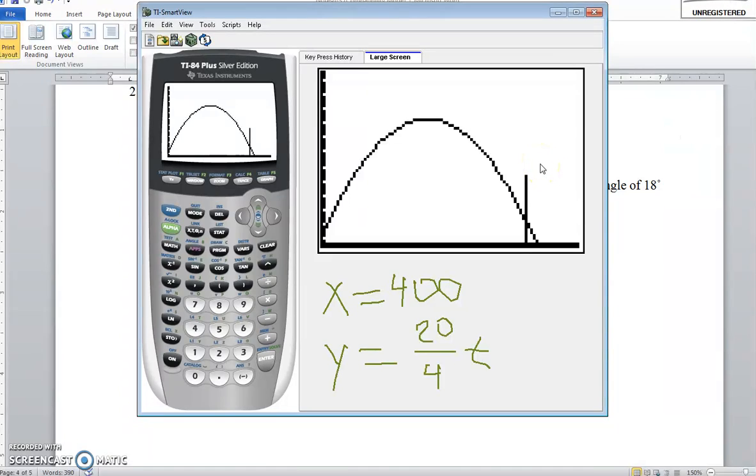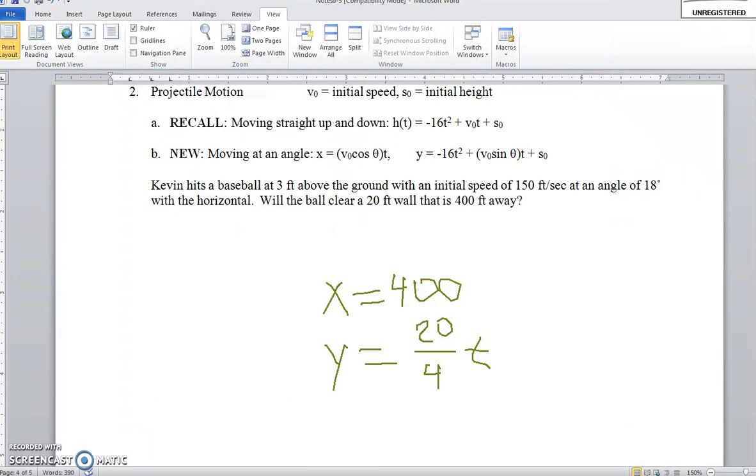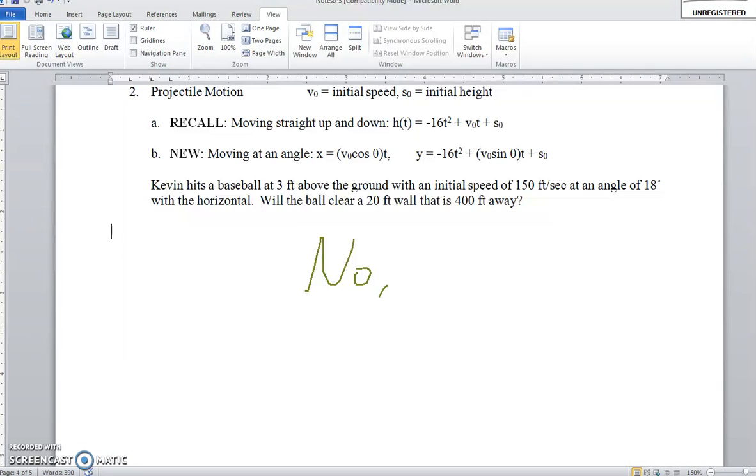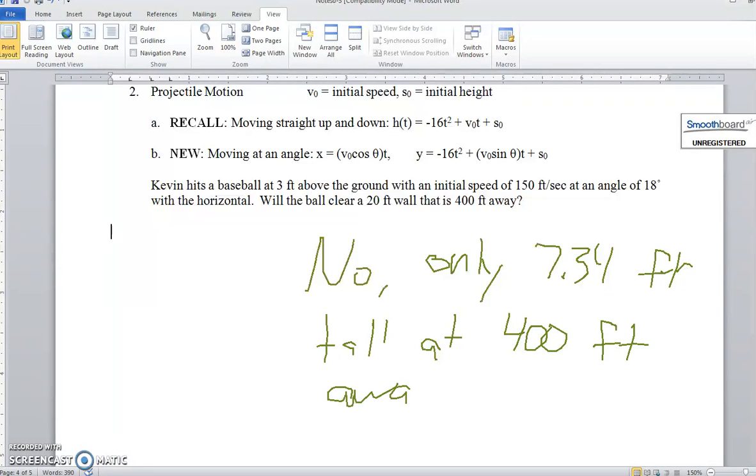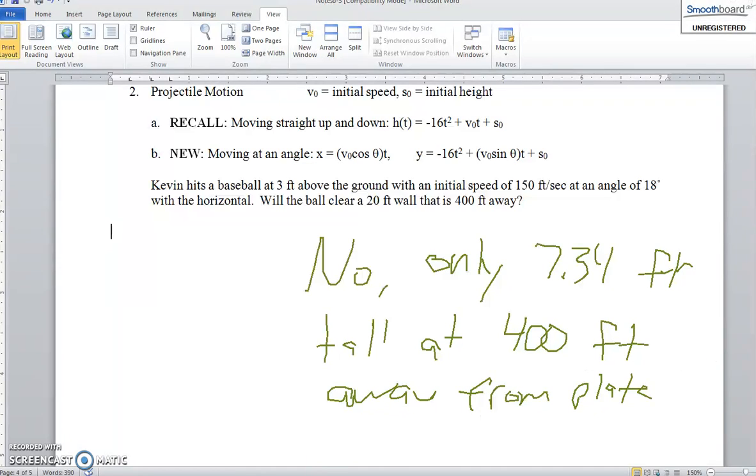So just something kind of interesting. Don't necessarily have to do that. But okay, I'm going to simplify that. We're going to erase this. Okay, and our answer is no. It was about 7.34 feet tall at 400 feet away from the plate. Okay, we'll stop this video and go from there.